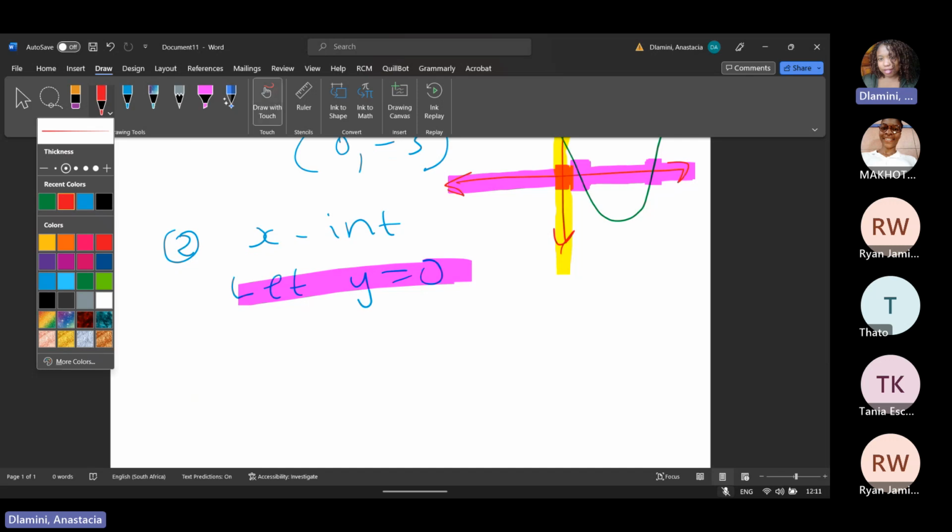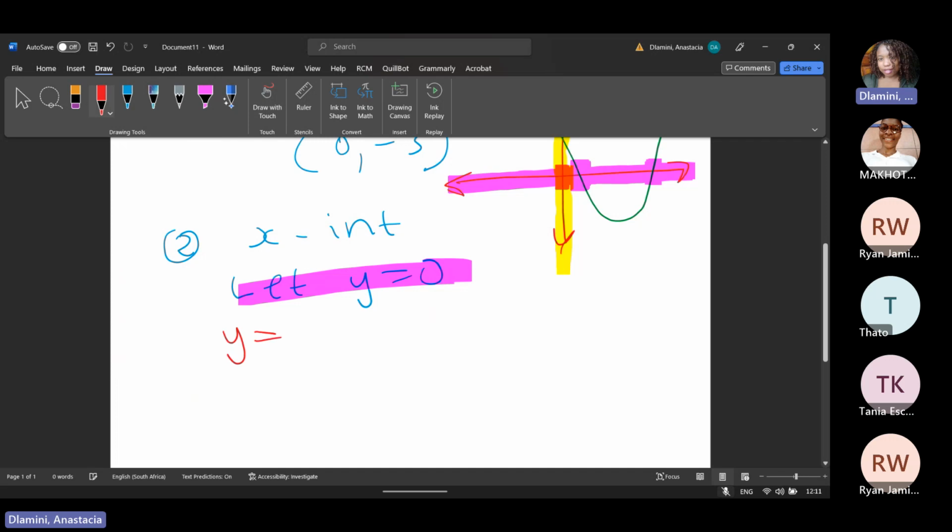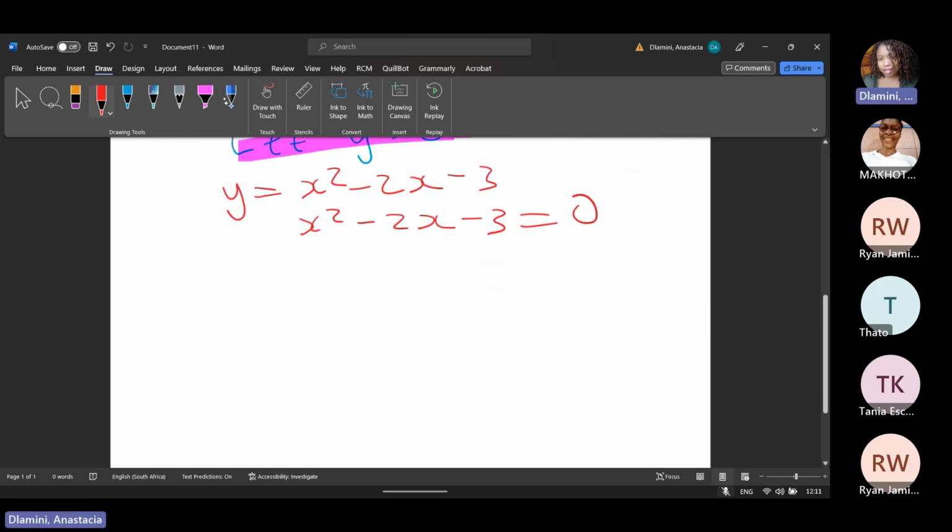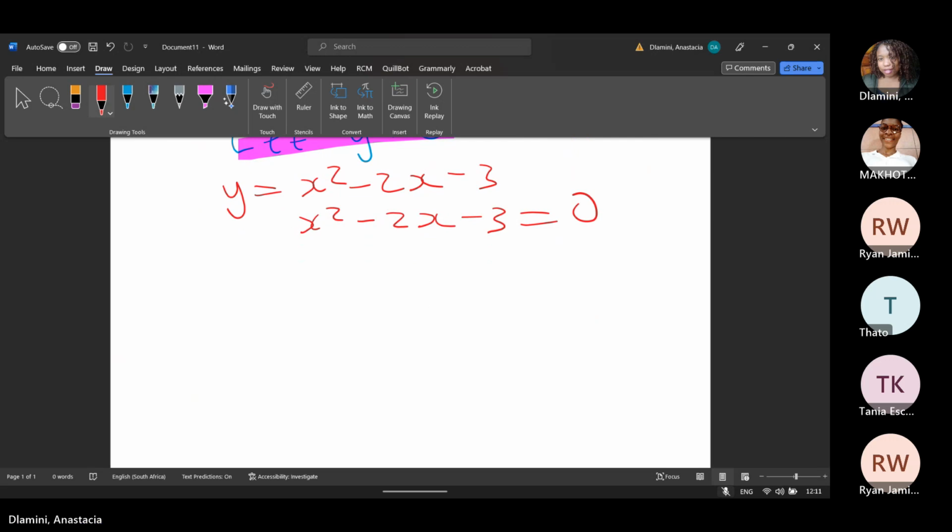What is our equation? I forgot. So this is y equals x squared minus 2x minus 3. We let y equal 0 because we know that on that line y equals 0. So this is x squared minus 2x minus 3 equals 0. Now my issue is here. Are we all okay with factorizing? If we're not okay with factorizing, please tell me. Maybe I can look for videos so that you can check factorizing, because it's important in this module.